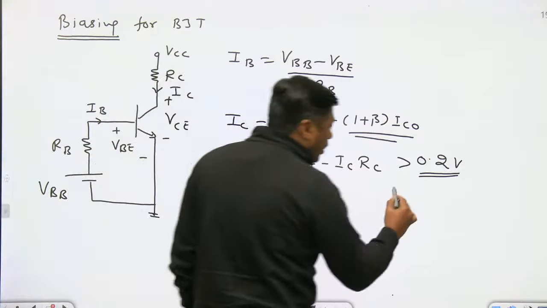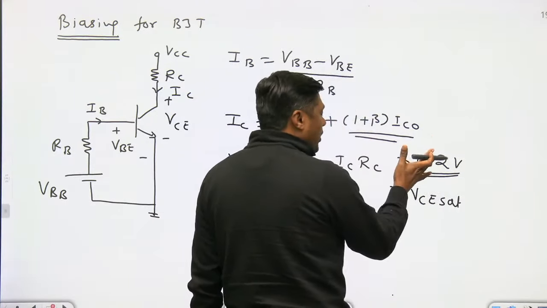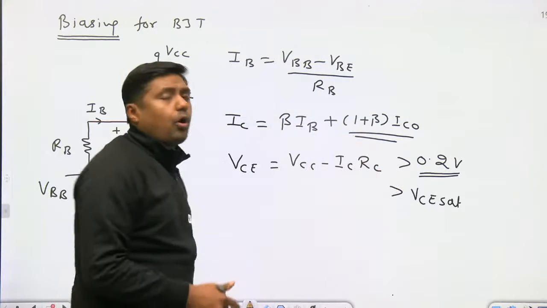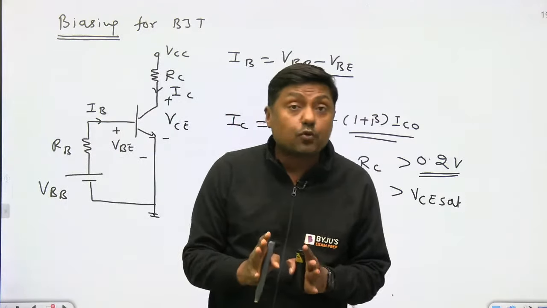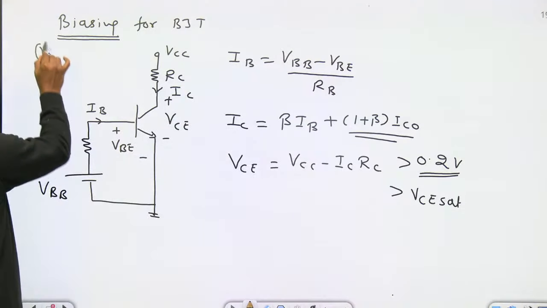So always check what VCE set is given in the numerical. If it is given 0.2 volt, it should be greater than that. If it is given 0.5 volt, it should be greater than 0.5 volt. That is one type of question on fixed bias circuit. So remember, this page is very, very important for you.